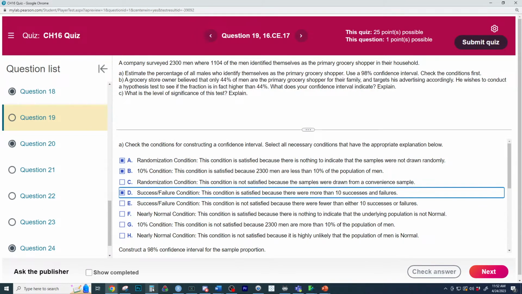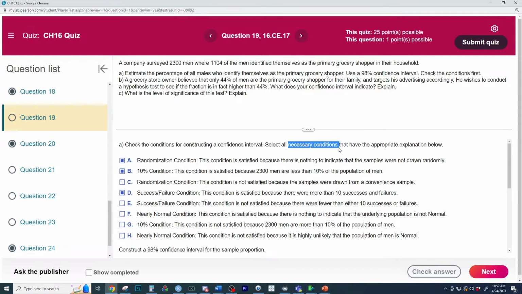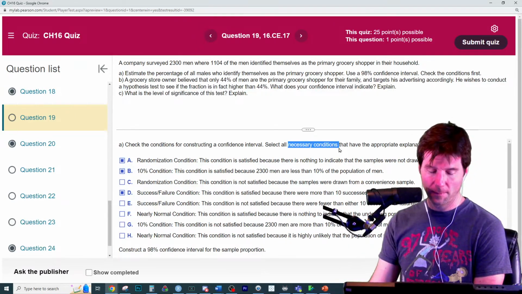The reason we don't check nearly normal is because we're only doing the necessary conditions, and the necessary conditions are random, 10%, and success failure, because this is categorical data right here.